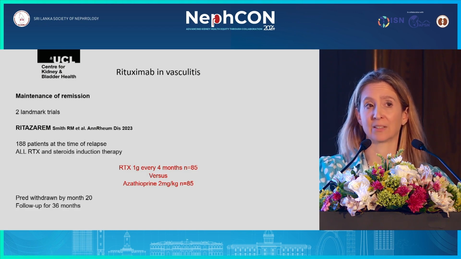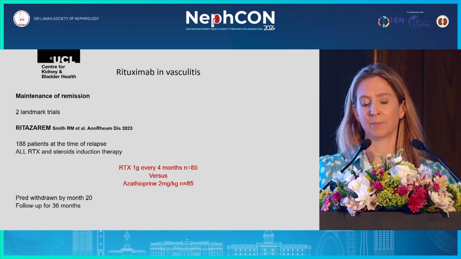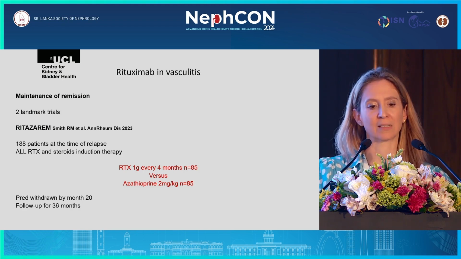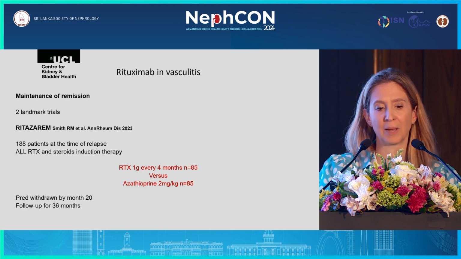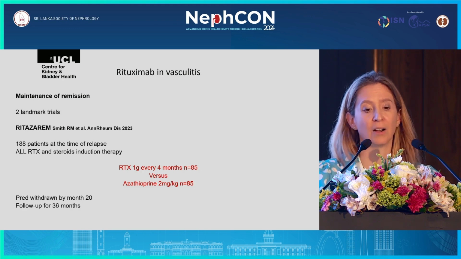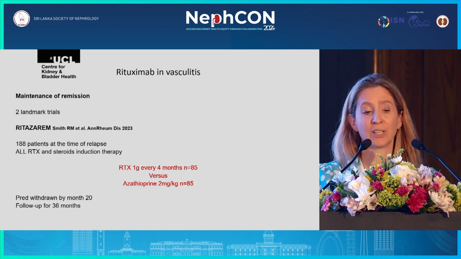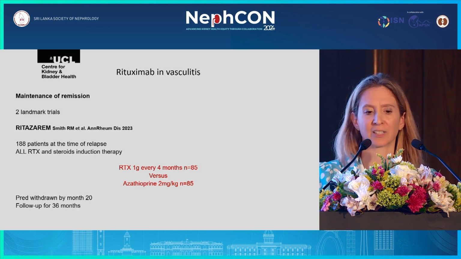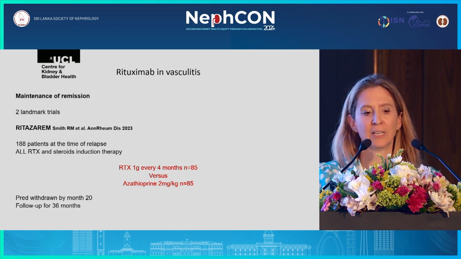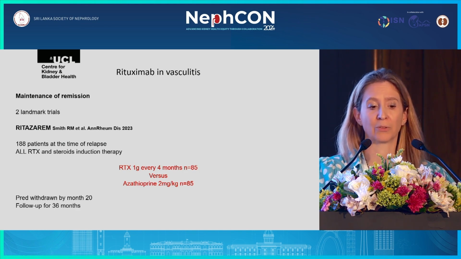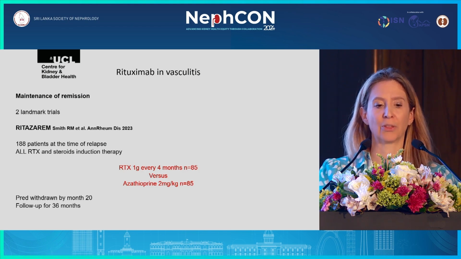So how about maintenance? Again, 2 landmark trials. The first trial to mention, which I'll go through quickly, has already been discussed. This trial compared rituximab with azathioprine. All patients were given rituximab and steroids as induction therapy, followed by either further rituximab or azathioprine. Steroids were withdrawn at month 20 and the follow-up was out to month 36.